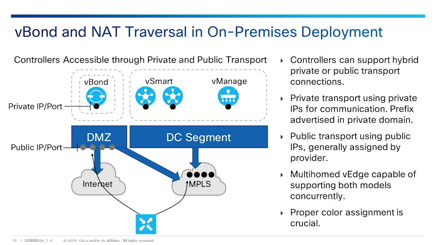If the vBond orchestrators are correctly placed and if the colors are correctly used in the interface, NAT is automatically detected and incorporated. For this process to work, the vBond must be behind a NAT function so that the vBond can detect a NAT between vEdge routers. Okay?